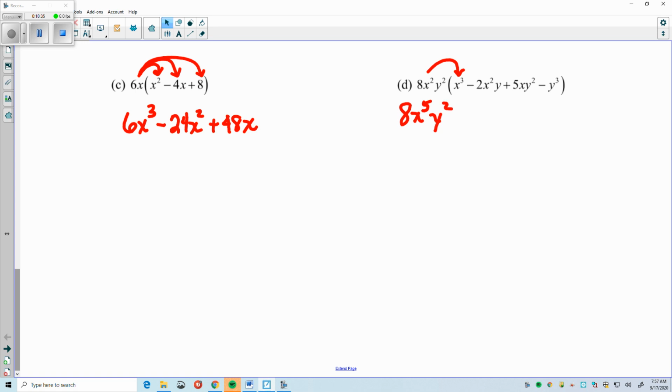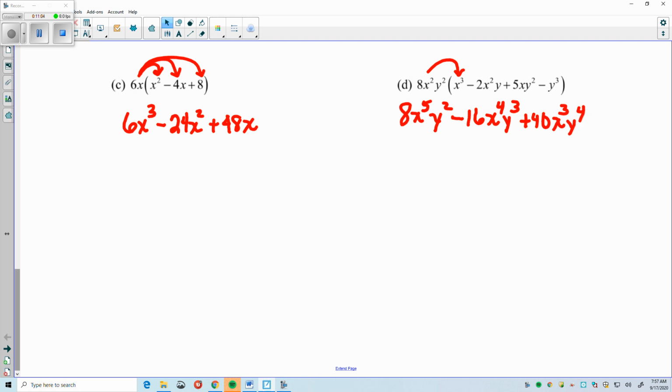Go to your next term. 8 times a negative 2 is a negative 16. X squared times x squared is x to the 4th. Y squared times y, add your exponents, how about y cubed? Go to your next term. 8 times 5 is 40. X squared times x is x cubed. Y squared times y squared gets you y to the 4th.